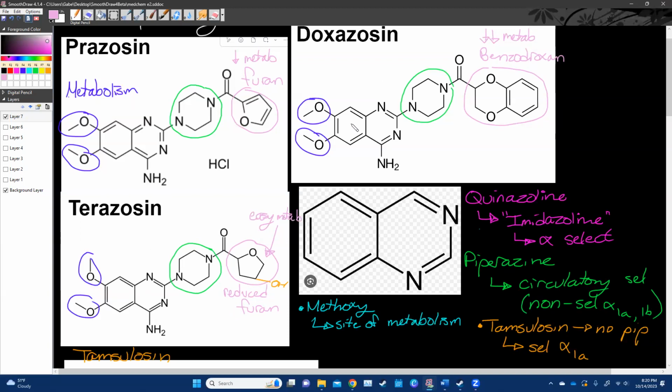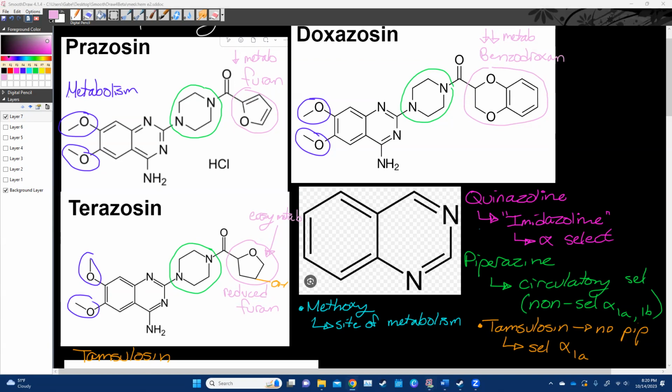So of these three drugs, who's going to have the longest half-life? Doxazosin. Why? Because it has the group that is least able to be metabolized. Does that make sense? Any questions about this?